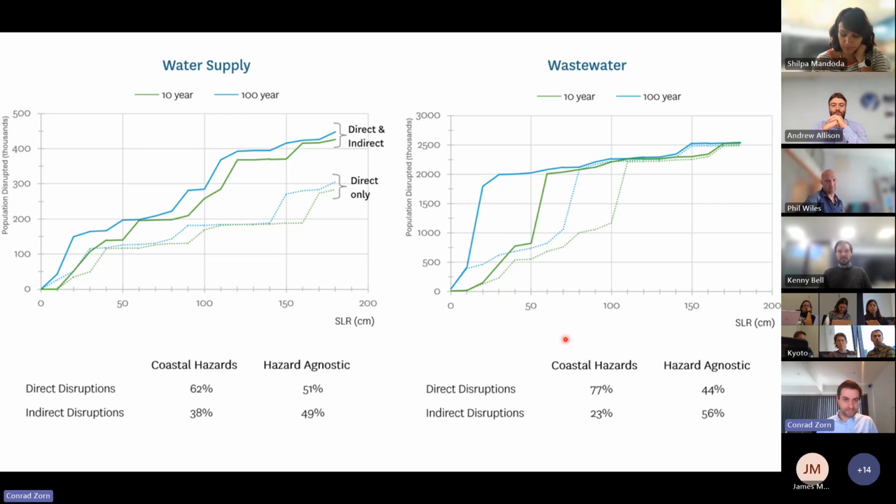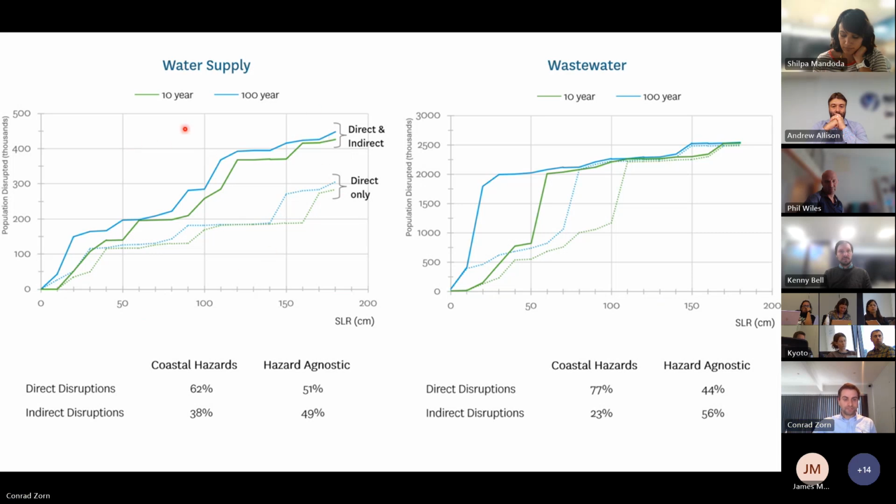And to summarize on the interdependency side of things, in these graphs we have sea level rise as per usual on the X, and on the Y we have the population affected. The solid line is the combination of direct and indirect, the dotted line just the direct. Flooding of an asset would be a direct damage. Direct and indirect is via interdependencies: loss of electricity, loss of a route, a transport route, or something like that.